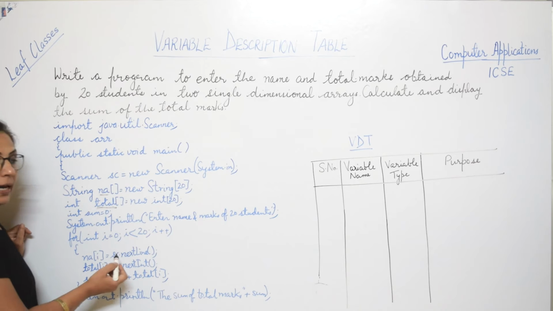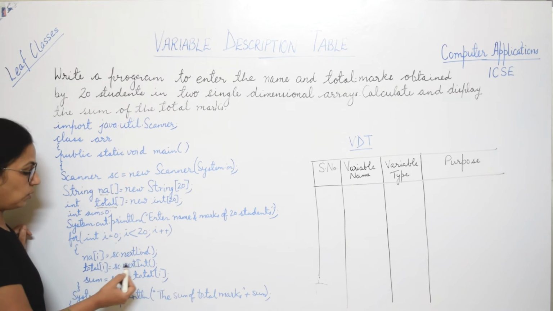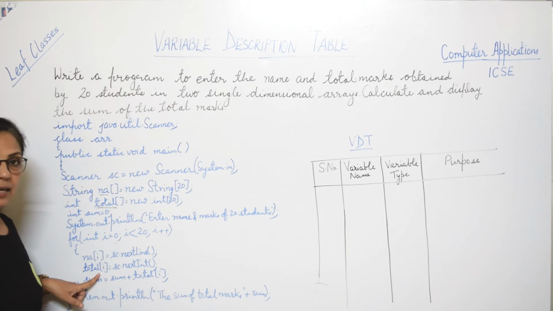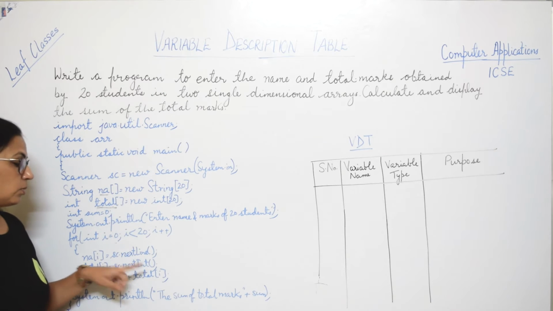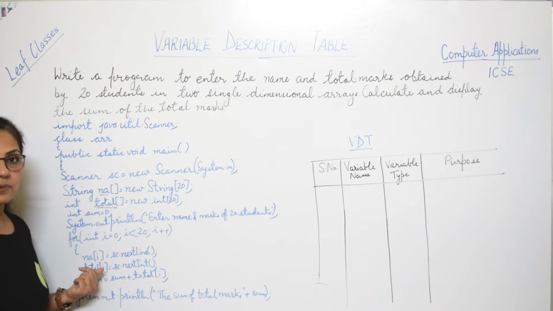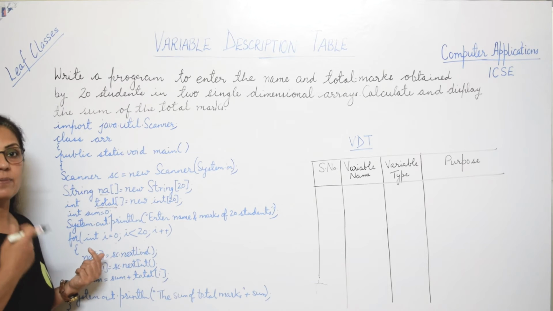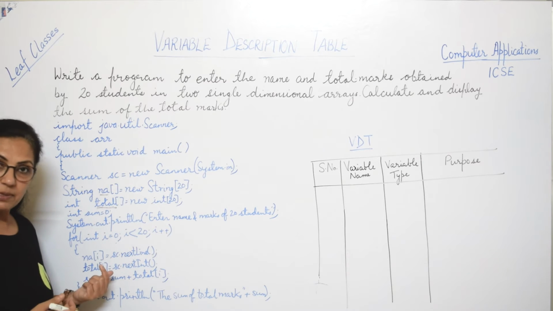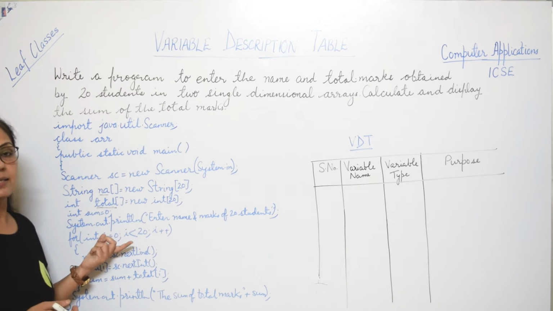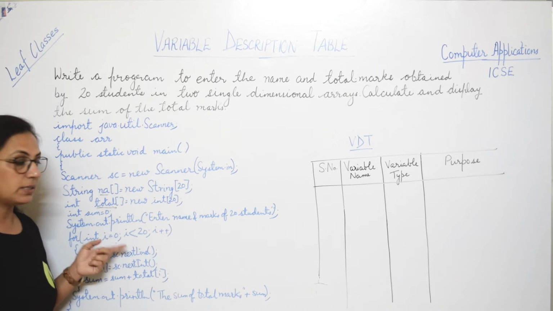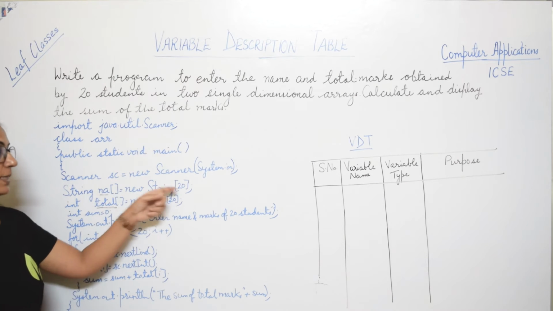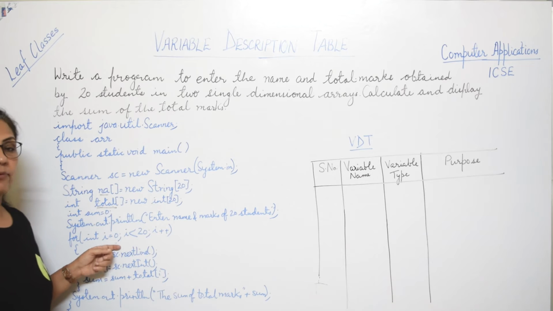Now you know for arrays, the loop runs from 0 less than 20, then NA[i] equals sc.nextLine() and total[i] equals sc.nextInt(). This i is the subscript which keeps on changing. From 0 to 19 it will go. First time it will be 0, then 1, 2, 3 up to 19. You know that always the first index number or the first subscript of array is 0 and the last is size minus 1. So if the size is 20, it will be from 0 to 19.